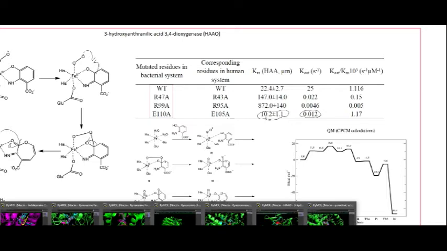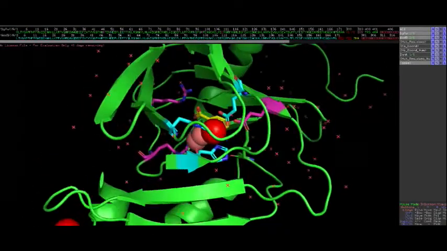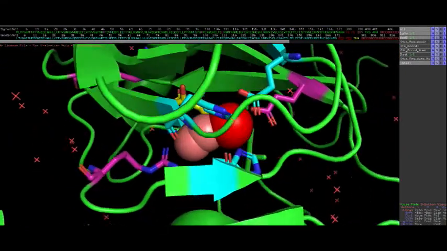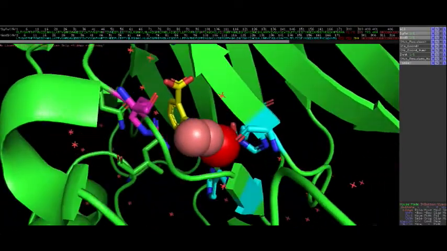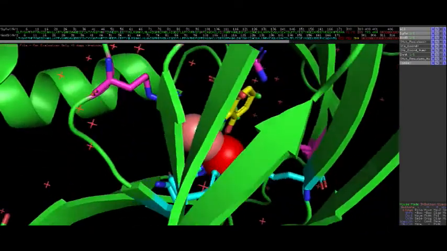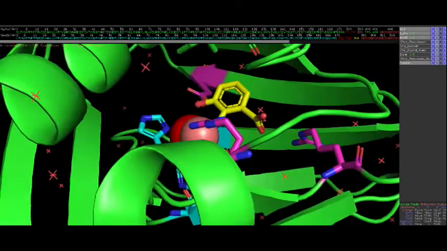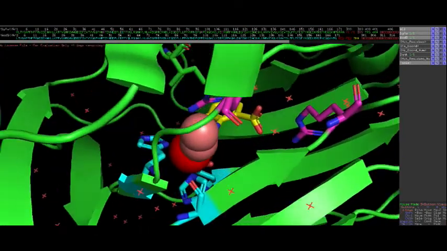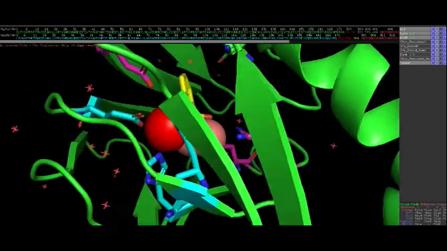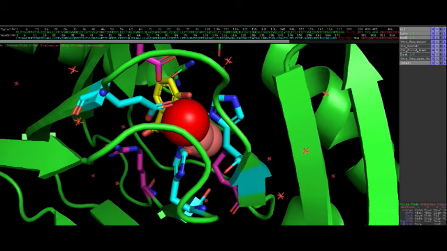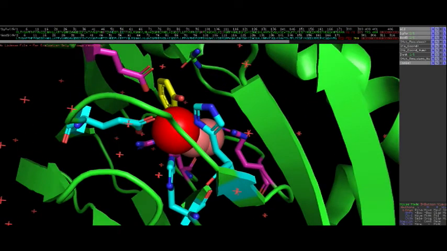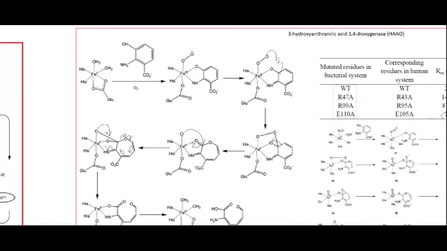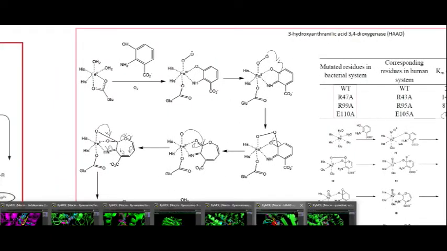And we can look at the structure for that right here. In bright red, that's the iron, and in the salmon color, that is the oxygen that's actually in the active site here. And this is our substrate right there. We can see the iron is being held in by these histidine residues right here, and this glutamate residue right there, which is what they show over here. So this shows a glutamate and then these two histidines right there.